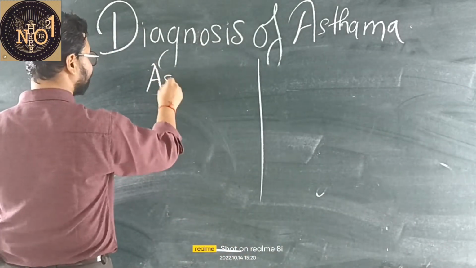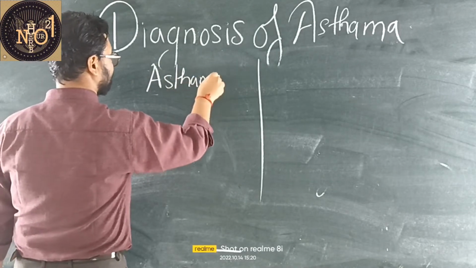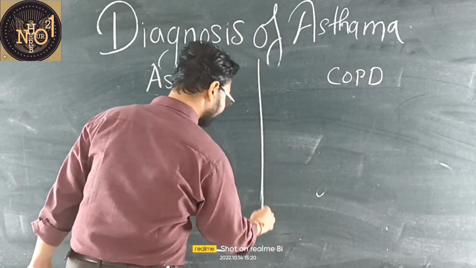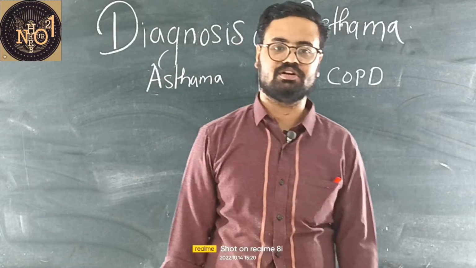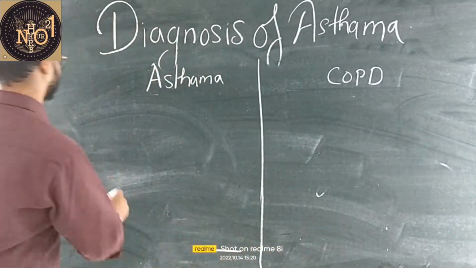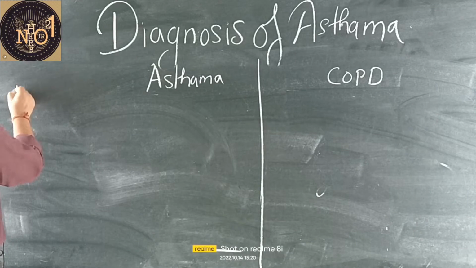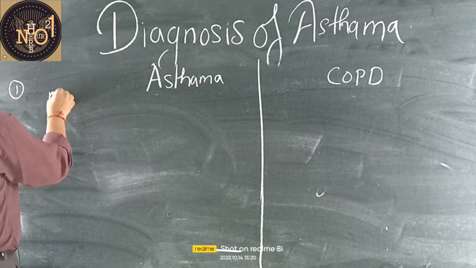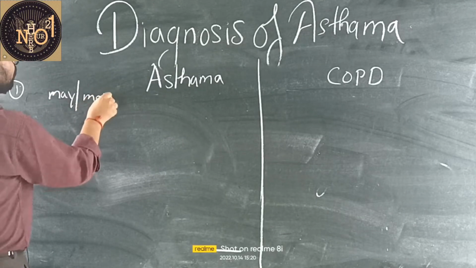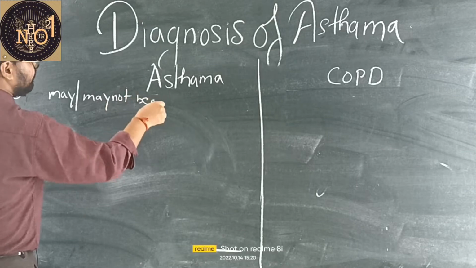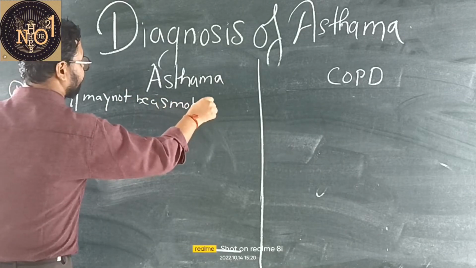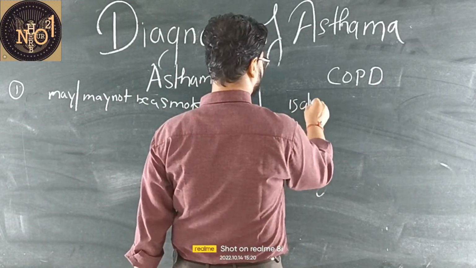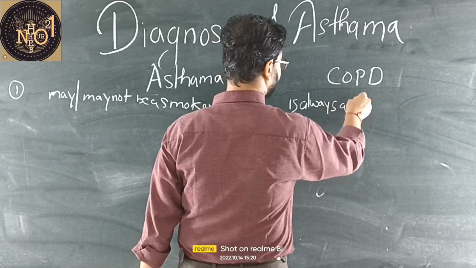So this is the patient of asthma and this is the patient of COPD. What is the basic difference between an asthmatic or a COPD patient? First difference. An asthmatic patient may or may not be a smoker, but a COPD patient is always a chronic smoker.